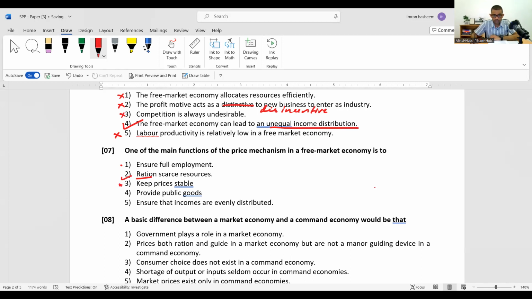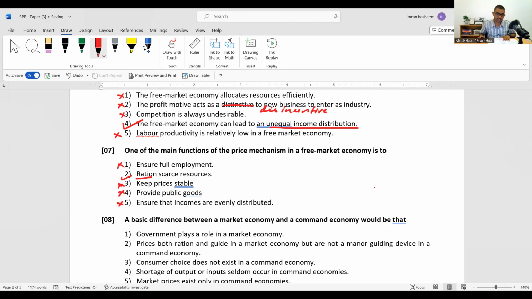Provide public goods, no. Sorry, rationing scarce resources is a function. This is not a function. This is not a function. Then provide public goods is definitely not a function, right? The private sector doesn't provide public goods. Ensure that incomes are evenly distributed. No, we know this is a limitation, not a function of price. So the only function of price is number 2, ration scarce resources.